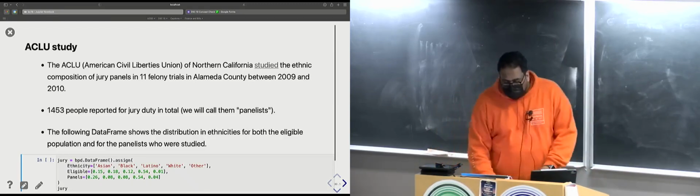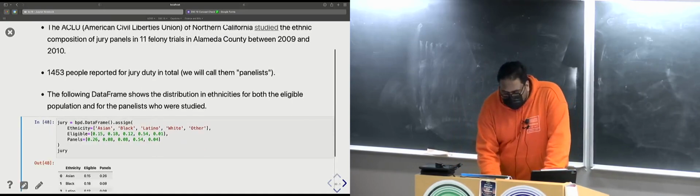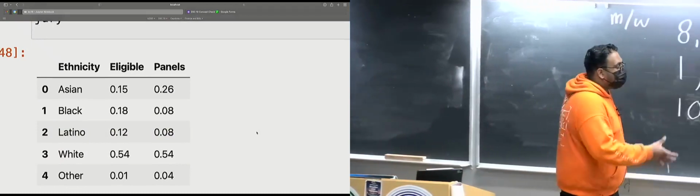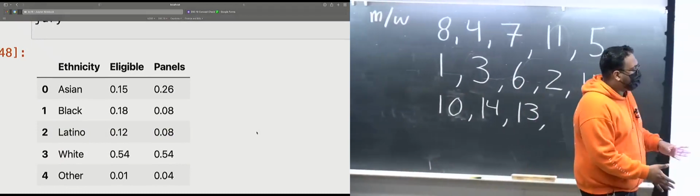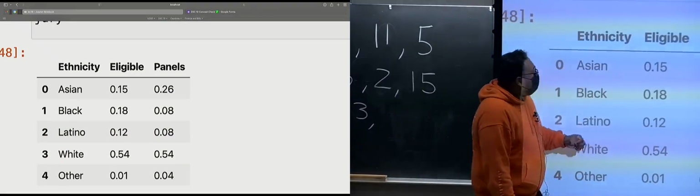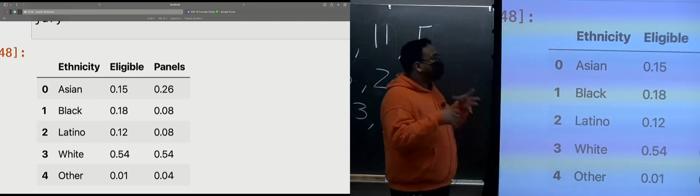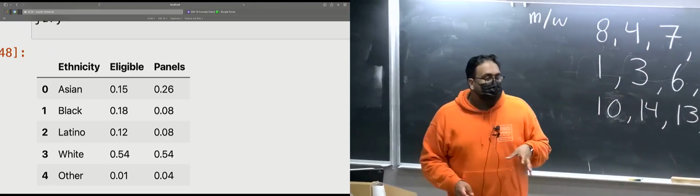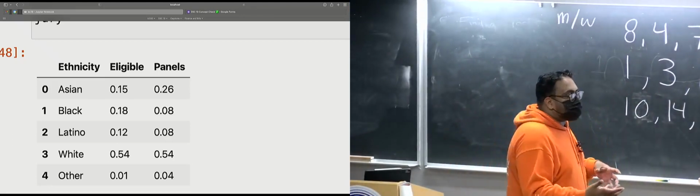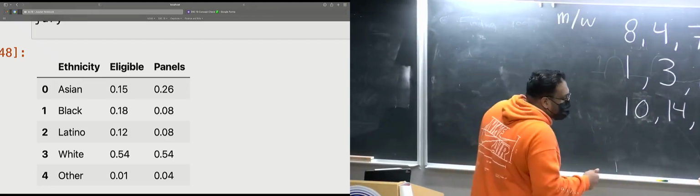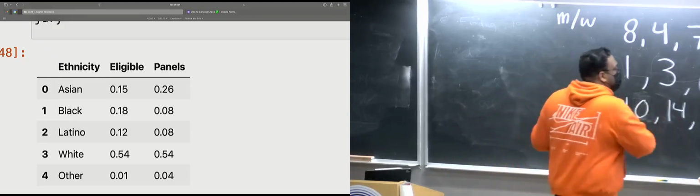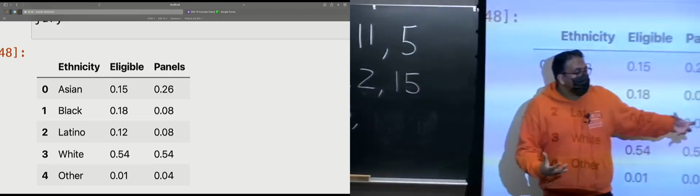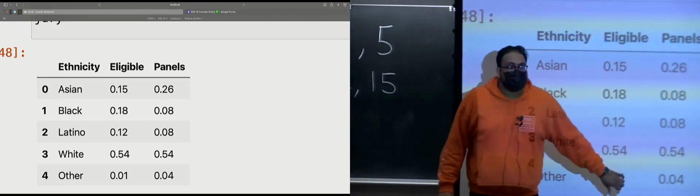What we're going to look at here are two distributions. One is the distribution of the eligible population, so this is the population of Alameda County. The second distribution is the distribution of those who showed up on jury panels. One distribution is supposed to be constituted of a random sample from the other. That is, the panelists should be a random sample from the eligible population. But what do you notice here?